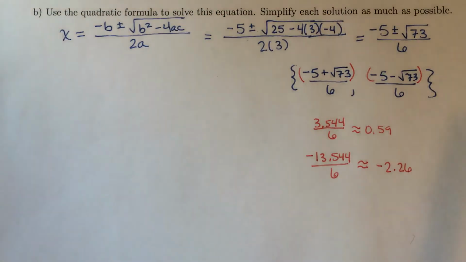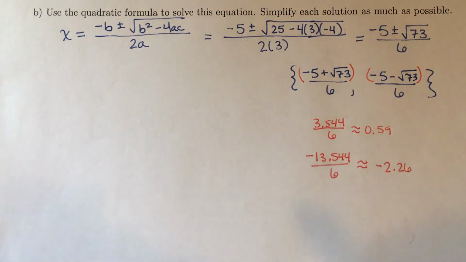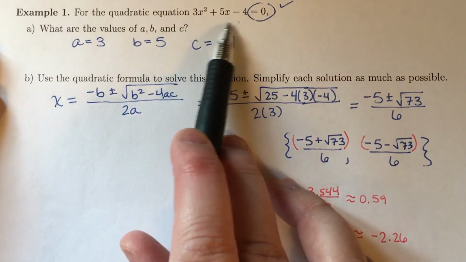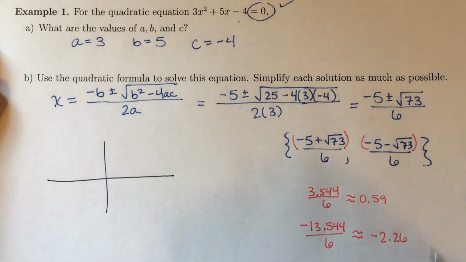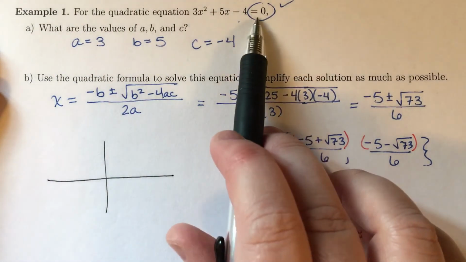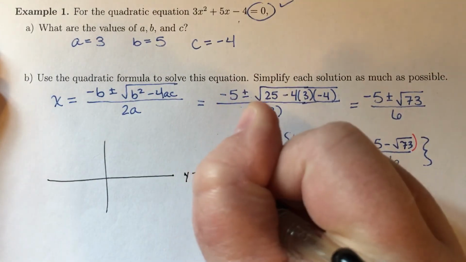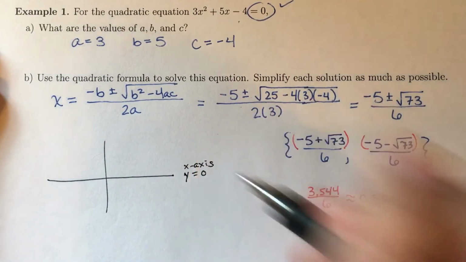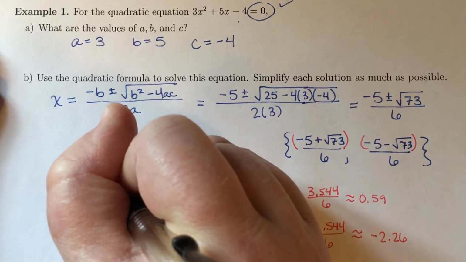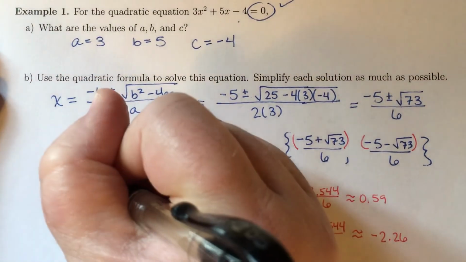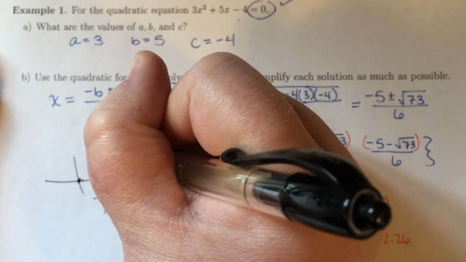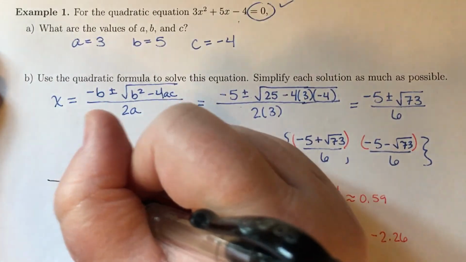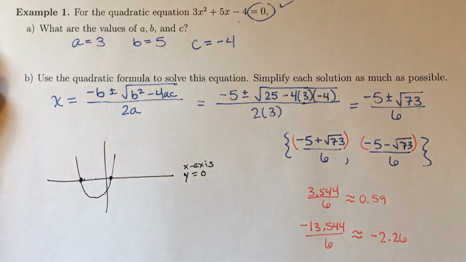But what this is doing, so what we just found out, is that this parabola that we start with, so remember a quadratic equation gives a parabola. If I were to draw this parabola, the two places where it would equal 0, meaning cross the x-axis, are at 0.59, so just a little bit past 0, and at like negative 2.26. So those are the two places. Now, this is not a great graph of a parabola by any means, and we're going to talk about graphing parabolas later, but I just want to give you a context of what these two numbers are.